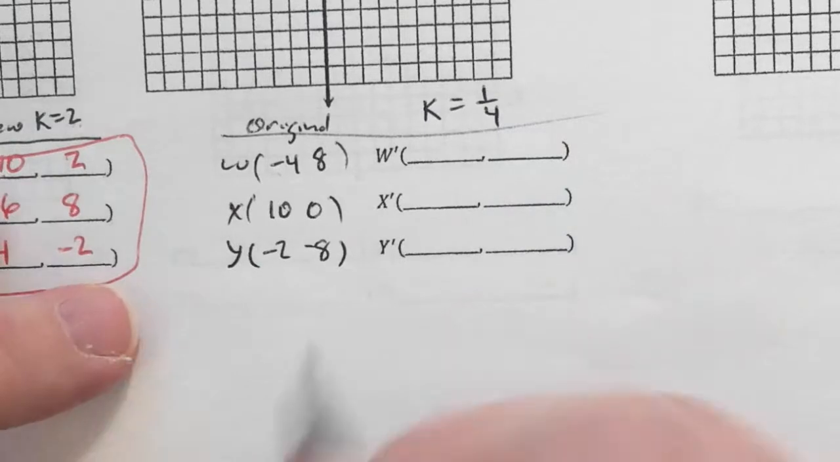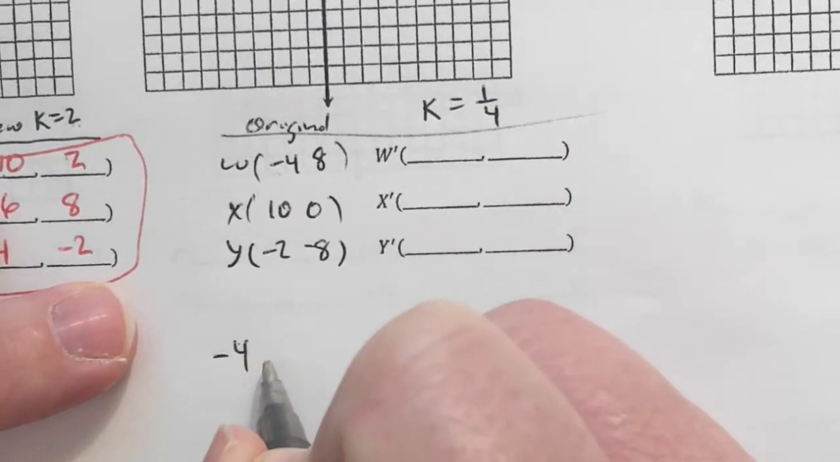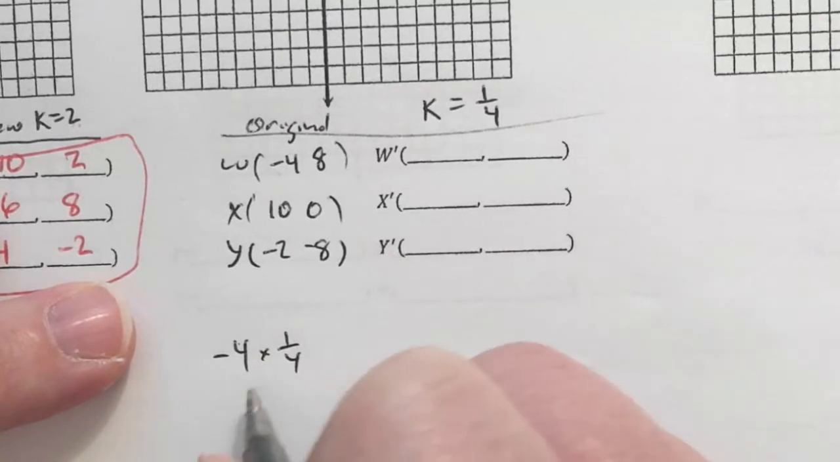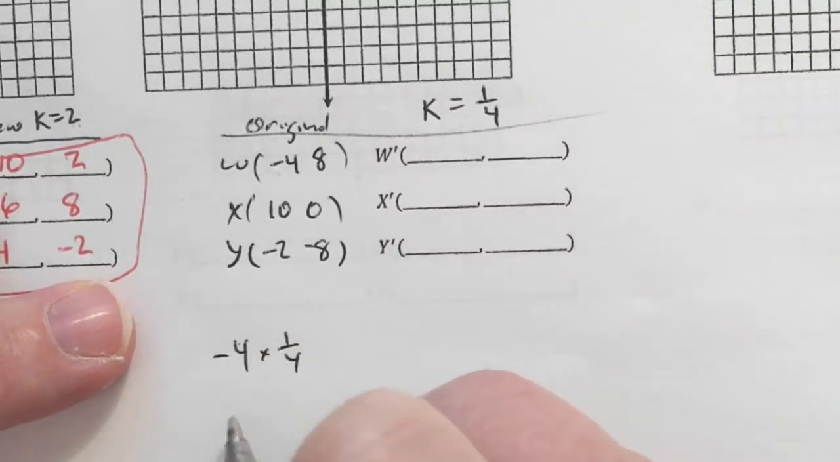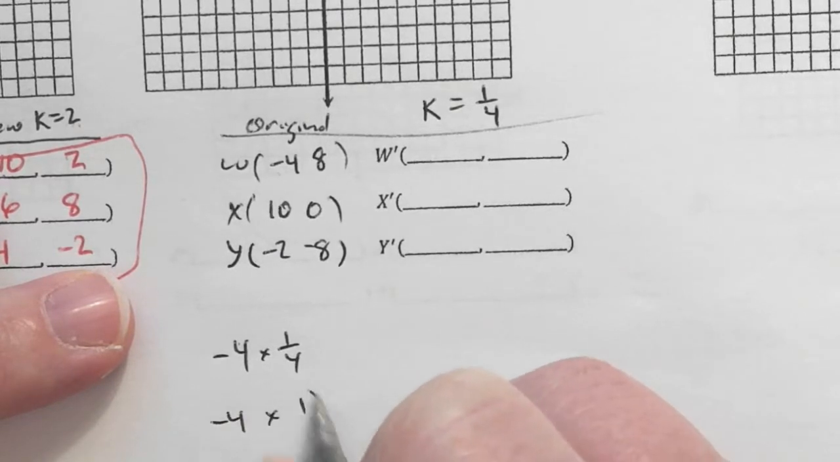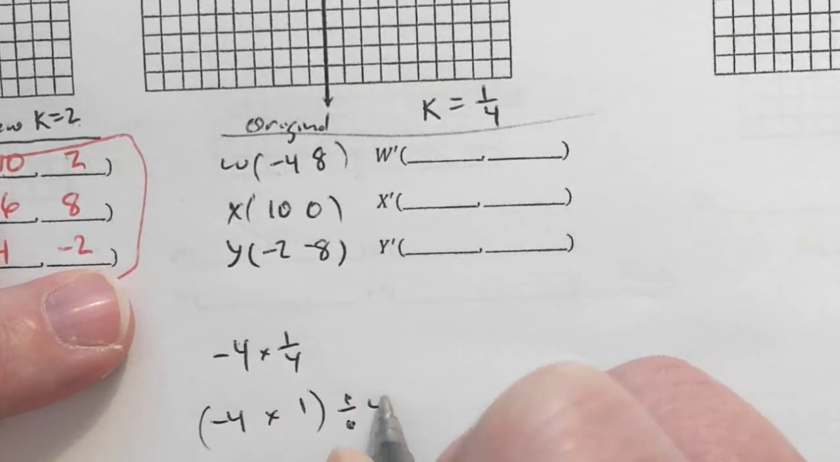Or in other words, we're taking -4, and we're either going to multiply by 1/4, or basically we're going to multiply by 1, divide by 4. So -4, we're going to multiply by the top, then we're going to divide by the bottom.